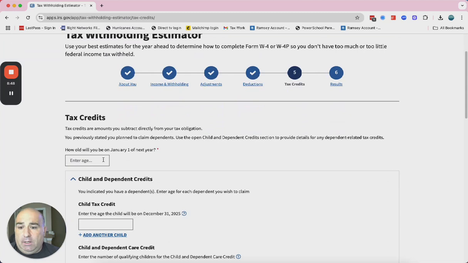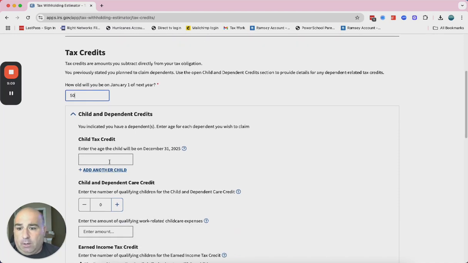So for the individual person themselves, you have to put your age in there, and this is more for when you hit 65, you get some additional tax credits. So my age is 50, and then child and independent tax credits. So this is where you have to get into children. So my child is going to be 17, and that's basically to get the $500 tax credit for child tax credit.